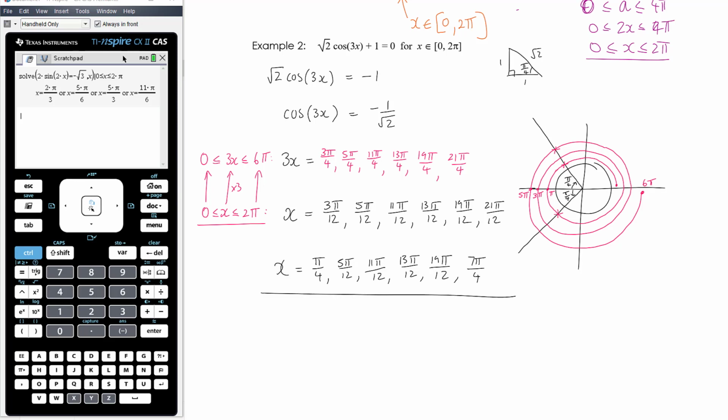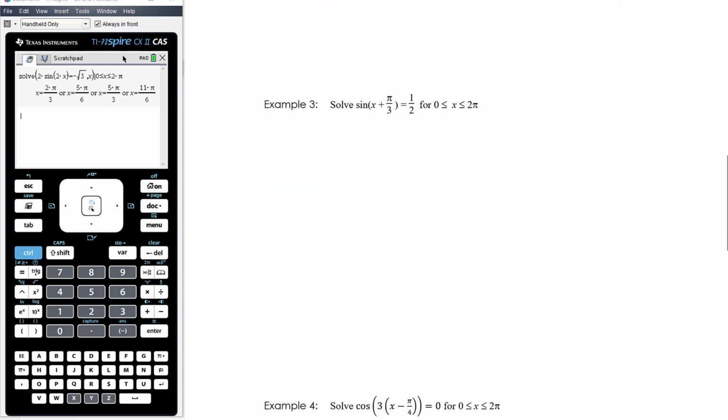Okay, so that little step of adjusting your domain. So this bit over here on the left, work out if you want x to be between something and something, what does that mean for what you're actually solving for at this previous line. Okay, let's look at another example.